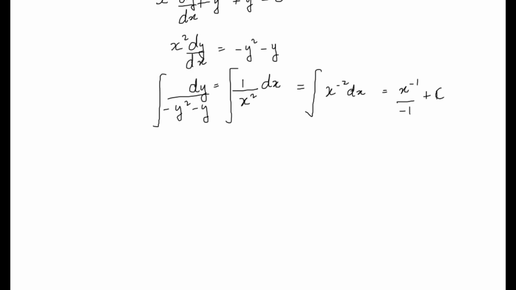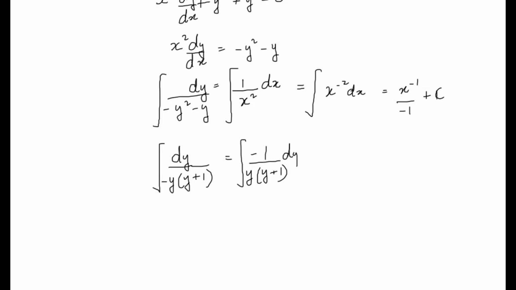The left-hand side, on the other hand, is slightly tricky, but if you remember that if the denominator can be factorized, then it's probably partial fractions. So if you look in here, it is minus y plus 1 in the denominator when I factorize it. And I'm going to rewrite that as integral of minus 1 by y plus 1. Now it's clearly an integration of partial fractions. So we'll do the partial fractions separately.